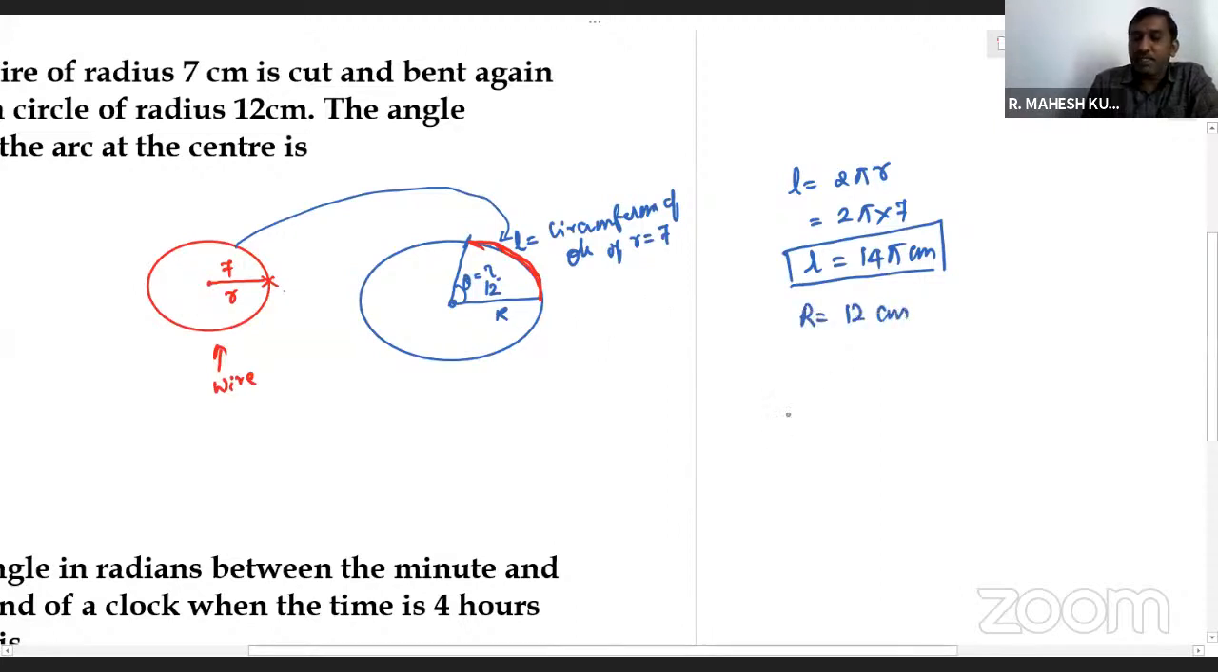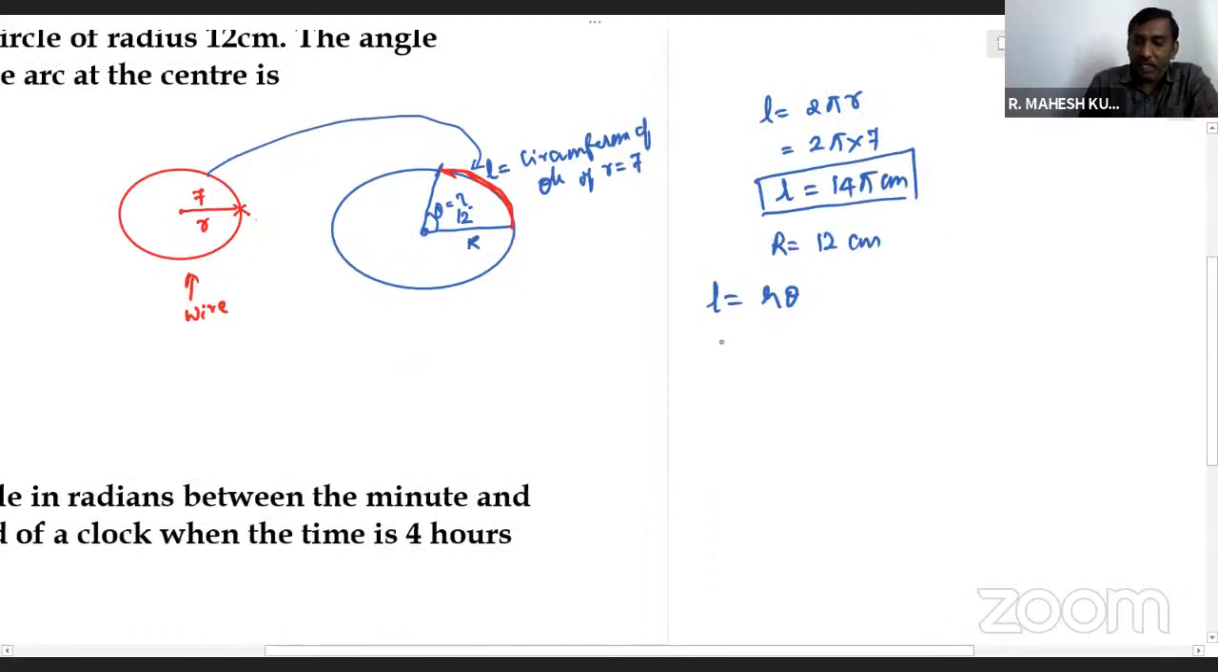It is 12 centimeter. Now, L is given by r into theta. Length of the arc is given by r into theta. So theta is nothing but L divided by r. This is the formula. What is L here? It is going to be 14 pi divided by radius, which is going to be 12.